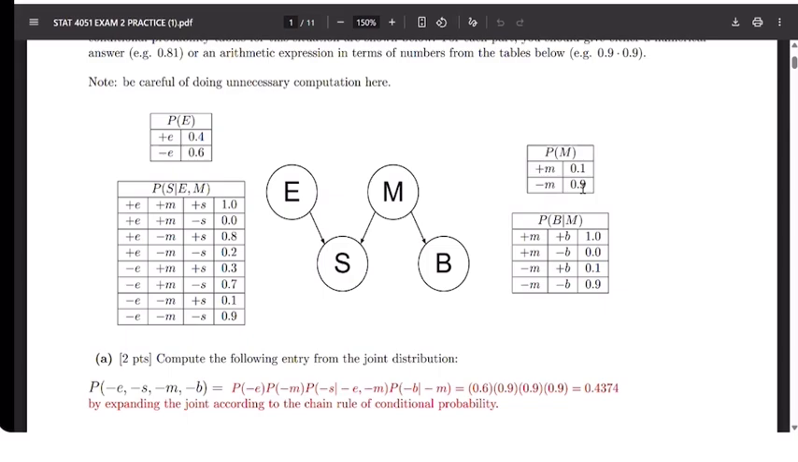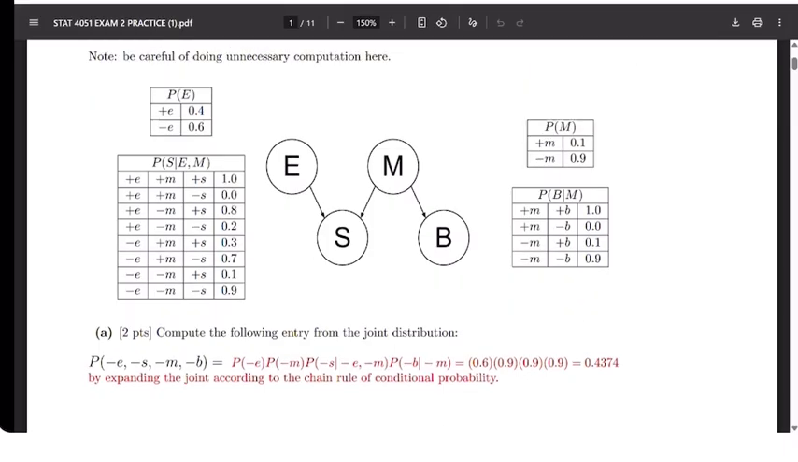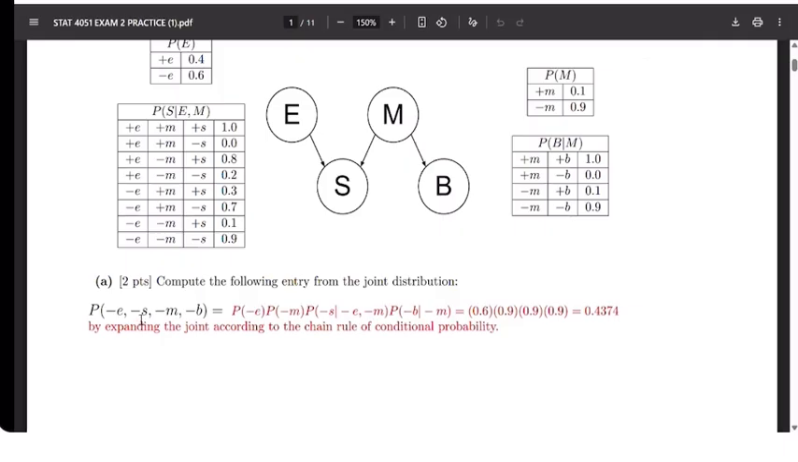Now, you are given the network, and at the same time, you're given the corresponding conditional probability table. And what is the question? The question is asking you to find the joint probability of all the events. But if you look at them, it's the joint probability of the complement of all events. That's why you see negative E, negative S, negative M, negative B.